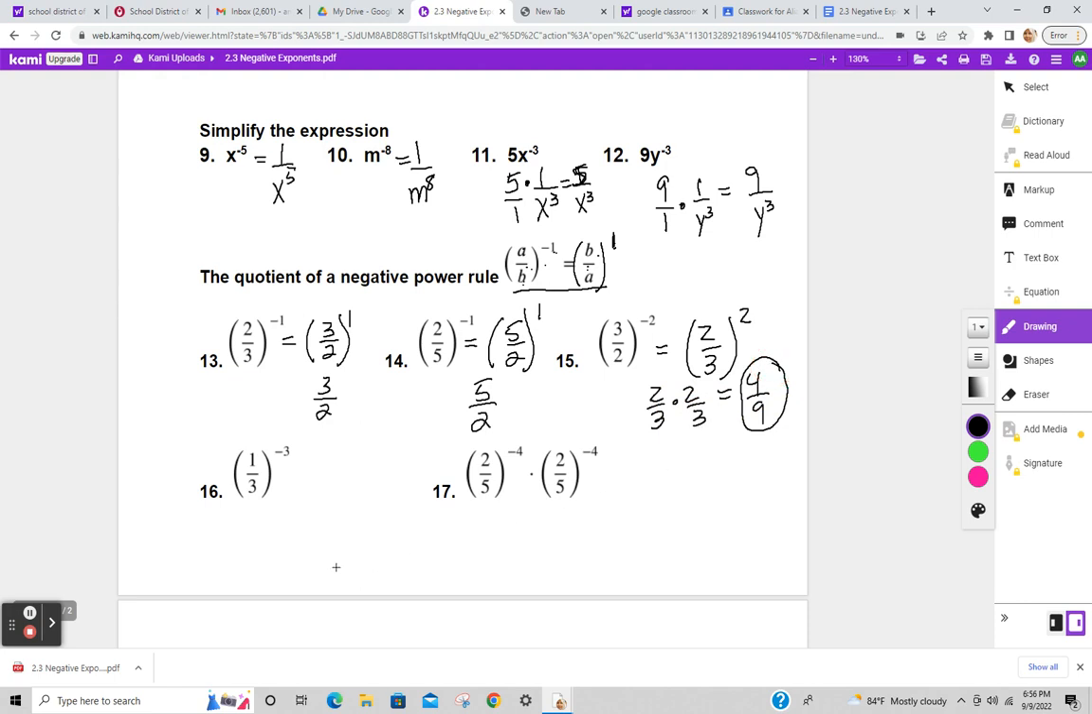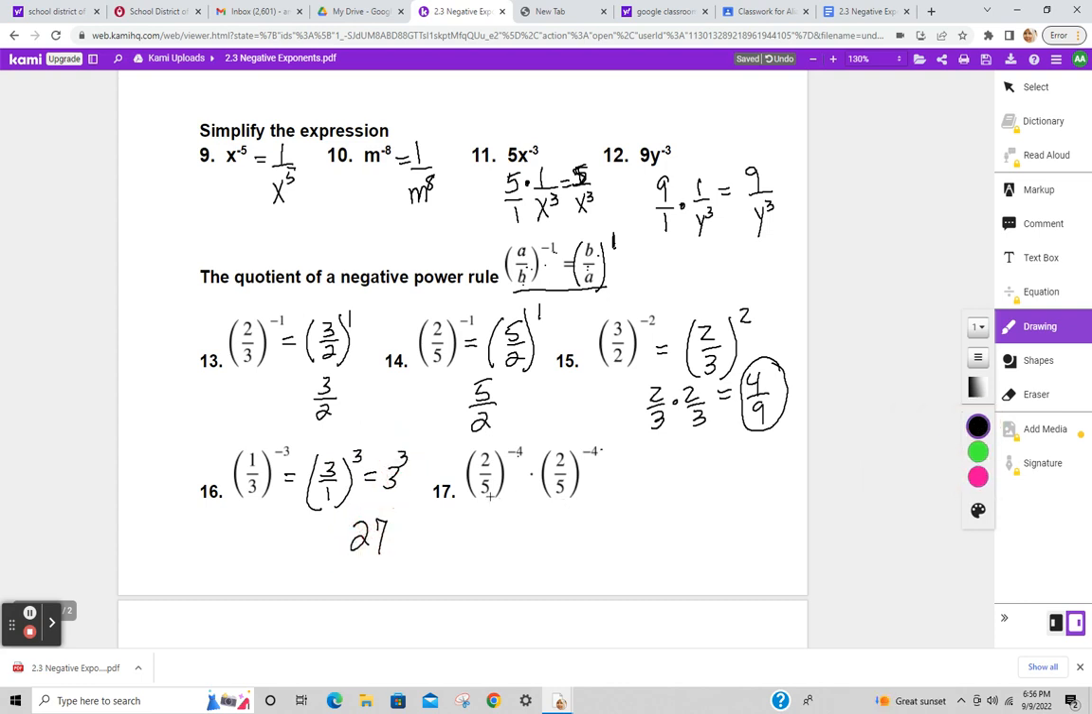Okay? All right, let's do this one here. Flip-flop what's inside. So it's going to be 3/1. And this will be 3 instead of -3. So I hope you recognize that's 3 to the third power, which is 27.